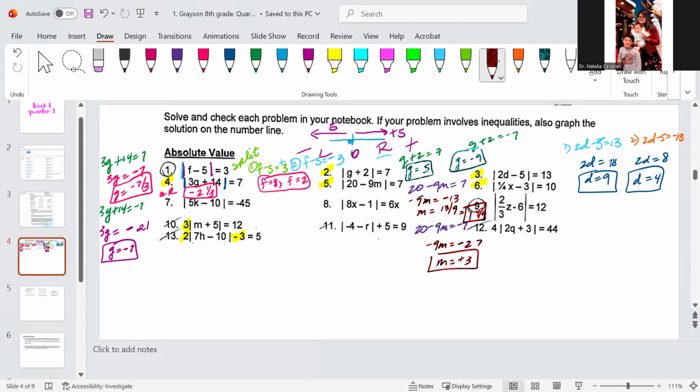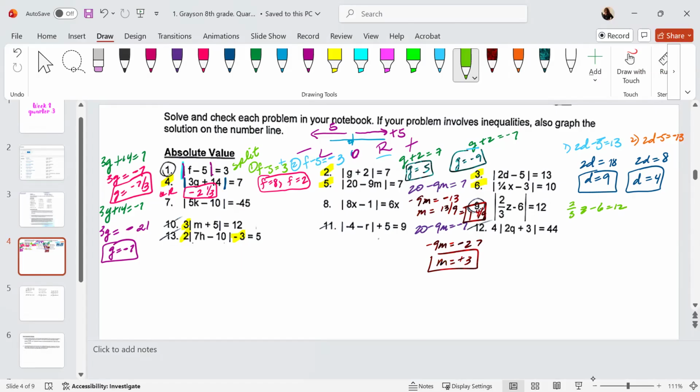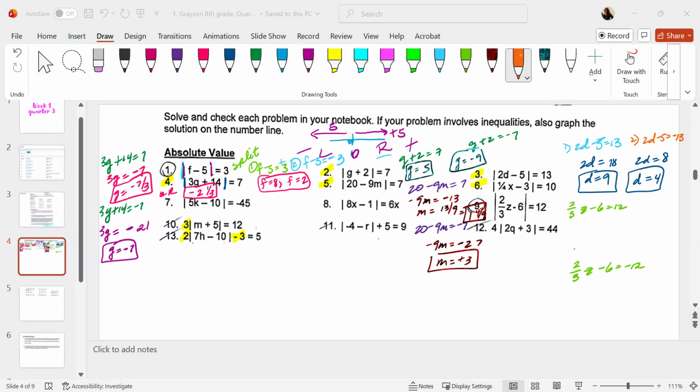Okay? Okay. Number 9. 2/3 z minus 6 equals 12. That's your first one, correct? 2/3 z minus 6 equals negative 12. Good. Add the 6 on both sides. 2/3 z. 12 plus 6 is 18, correct?